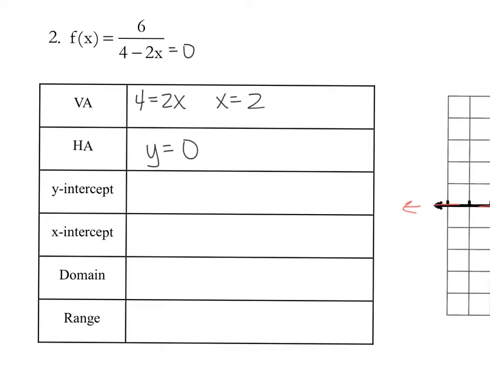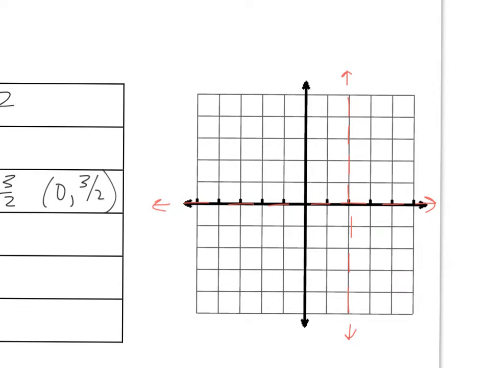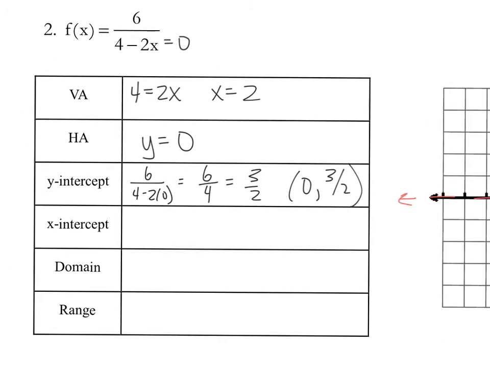Y-intercept, that means plug in 0 for x. So that means I get 6 over 4 minus 2 times 0, which means 6 over 4, which is 3 over 2. Remember, I did that by plugging in 0 for x. So I got 0 comma 3 over 2 when I plugged in 0. So I'm going to put that on the graph. 0 comma 1.5 is right here. There's my y-intercept.